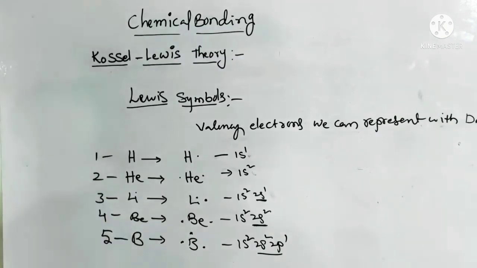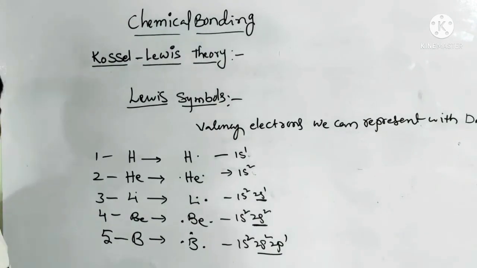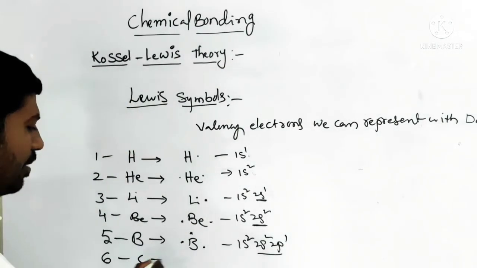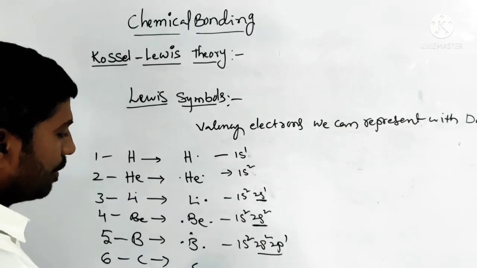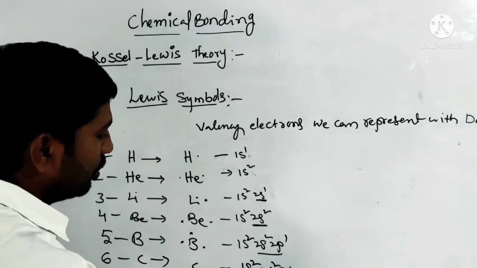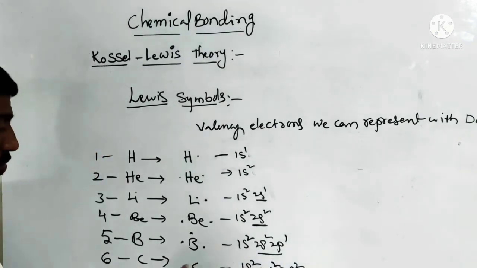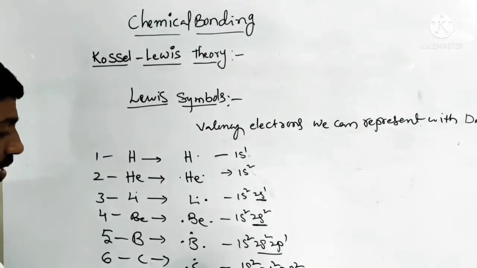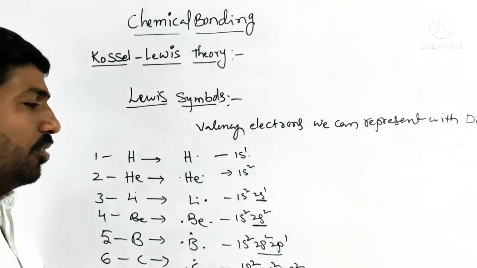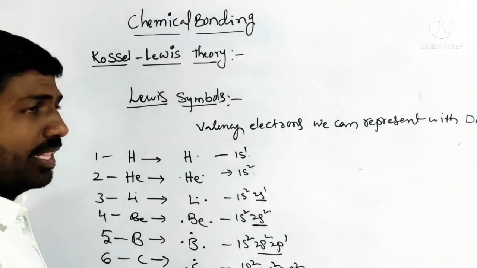Which of the following is the correct Lewis representation? Some questions like this they will ask in competitive exams. Next, the sixth element, carbon C, electronic configuration 1s2, 2s2, 2p2. So valency electrons 2 plus 2, 4. So 1, 2, 3, 4. You can put the dots anywhere; no particular place is needed, anywhere surrounded by the atom.